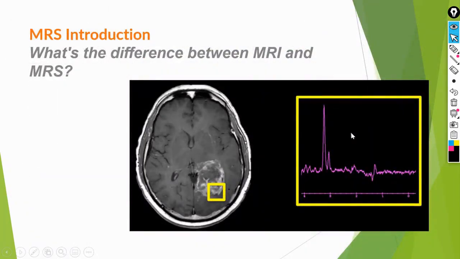Now let's talk about the last thing, which is the most difficult. So, what's the topic of spectroscopy?